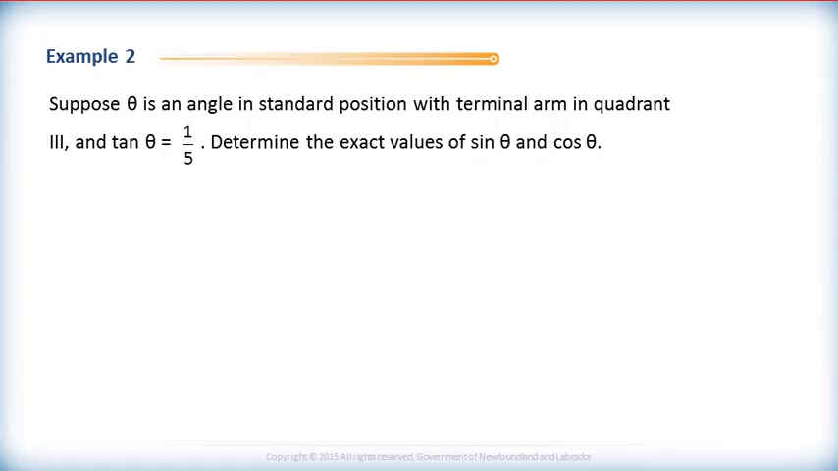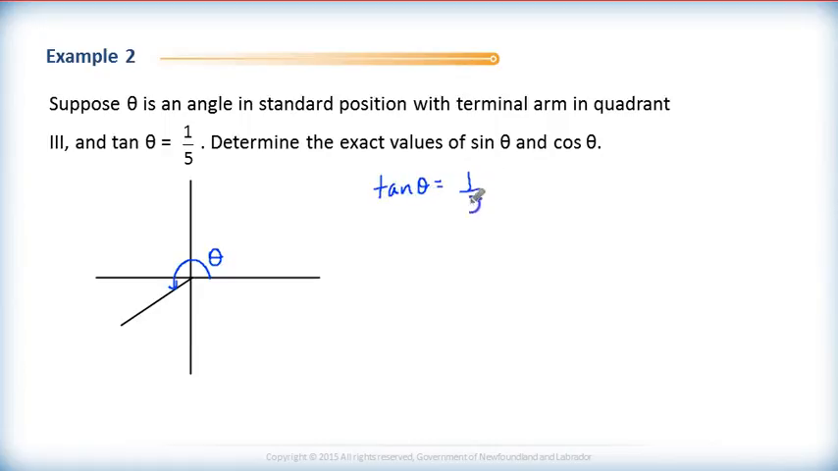Similar to the first one, we're told the terminal arm again is in quadrant 3. So we'll sketch a terminal arm there. Rough guess. Angle of rotation goes from the positive x-axis. Tan theta is 1/5, which is your y value divided by your x value. So our y value must be 1, our x value must be 5. But hold on, in this quadrant, these two values must both be negative, which makes sense. A negative divided by negative is a positive.